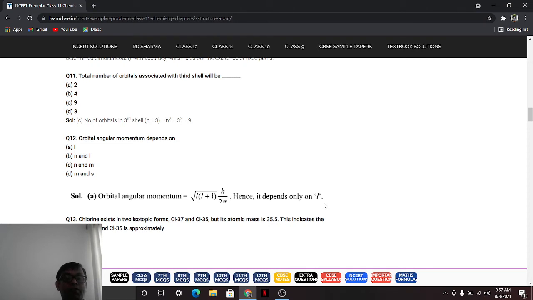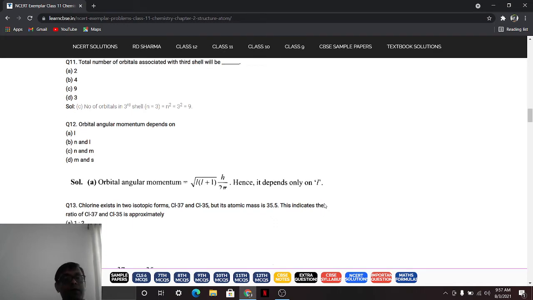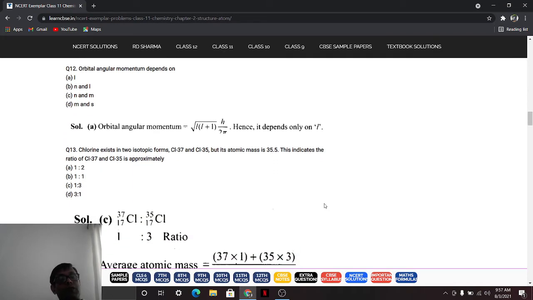Chlorine exists in two isotopic forms, Cl-37 and Cl-35, but its atomic mass is 35.5. This indicates the ratio of chlorine-37 and chlorine-35 is approximately: 1:2, 1:1, 1:3 or 3:1. Your option is 1:3, because chlorine-37 to chlorine-35 is a 1:3 ratio.